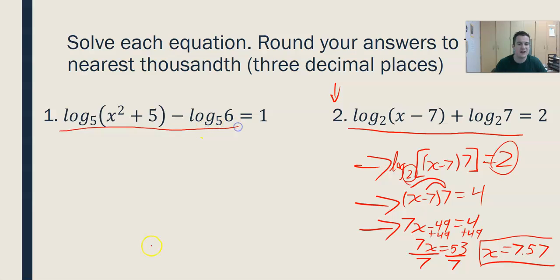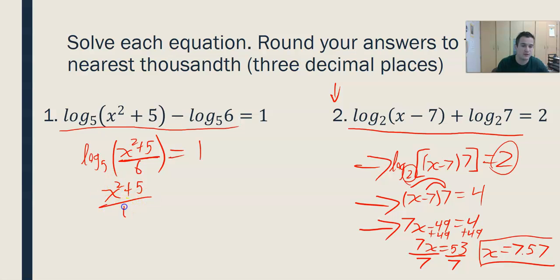First, I'm going to combine or condense these logarithms together. So log of this minus log of this is equal to log of (x squared plus 5) divided by 6. When I take a log minus a log, I take the log of (x squared plus 5) over 6, and that's equal to 1. Now that I have it condensed, I can convert this log into an exponent equation. So (x squared plus 5) over 6 is equal to 5 to the first power, which is just 5.